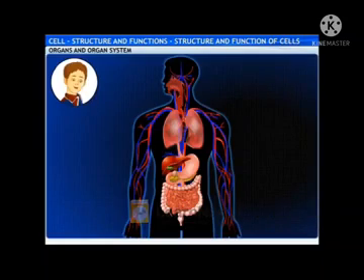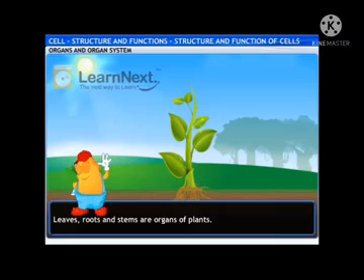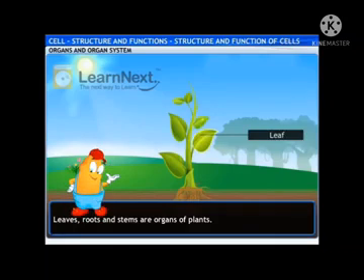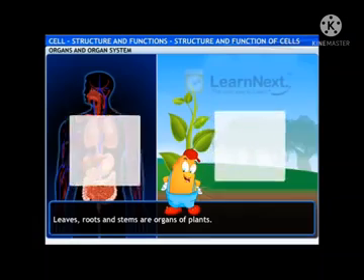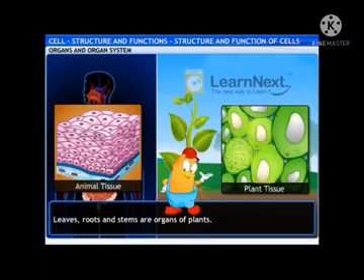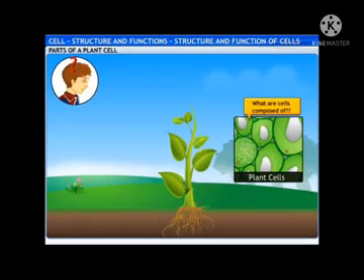Amazing architecture. But what about plants? What organs do they have? Yes. Leaves, roots, and stems are organs of plants. Like animal tissues, these are also made of tiny units of cells. What about the cells themselves, though? What exactly is their function? And how do they perform their tasks?